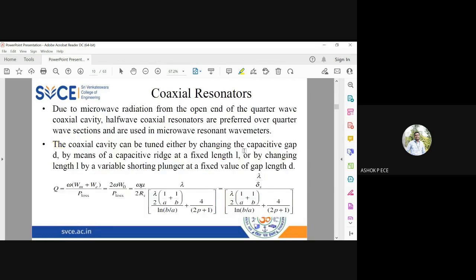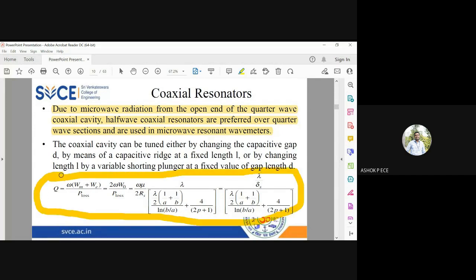Due to microwave radiation from the open end of the quarter wave coaxial cavity, half wave coaxial resonators are more preferred, because there are some radiation issues with the quarter wave section. So I'm going to prefer the half wave section for microwave resonant cavities. And the final Q value is given in terms of A and B. So Q is the quality factor value.